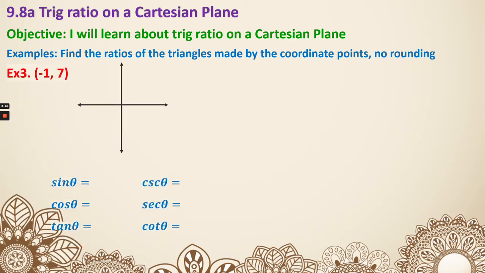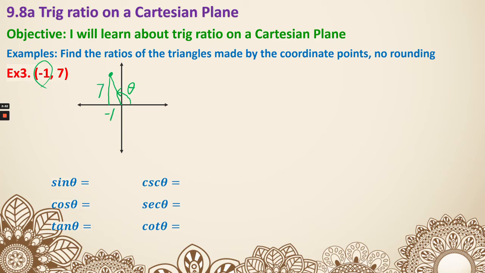Number 3, (-1, 7). So (-1, 7) is around right here. The only difference compared to the triangles we used to present is that, because of the coordinates, the angle we're trying to represent is not even inside the triangle, which is why we have to use the actual coordinates. We're not just treating it as a distance, we're using it as it is. So that's -1, and that is 7.